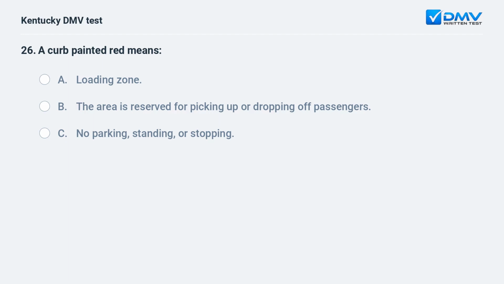A curb painted red means: A. Loading zone. B. The area is reserved for picking up or dropping off passengers. C. No parking, standing, or stopping. C. No parking, standing, or stopping. You may not stop, stand, or park at a red painted curb.